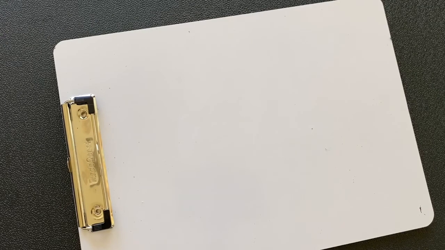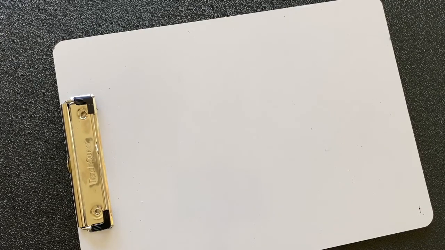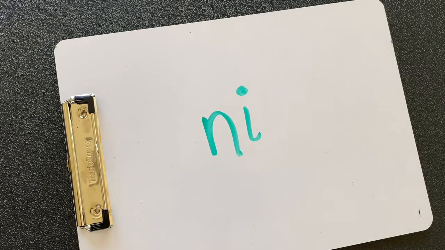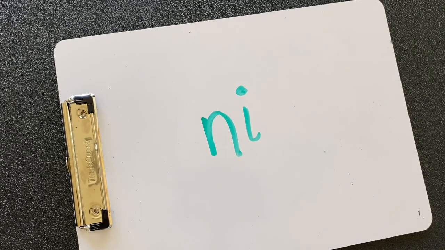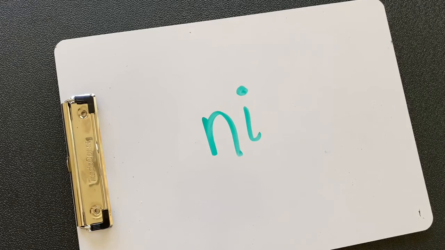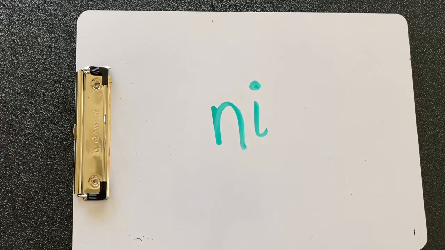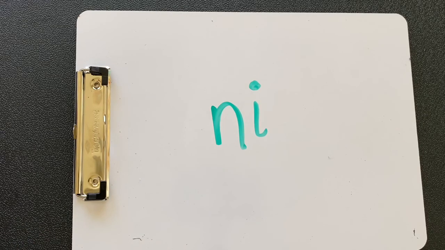Almost done, my friends. We only have two more sound manipulations. Go ahead and think about where the vowel is placed. Is it at the end or is it not at the end? It's at the end. So then our vowel sound should be long. Great job. So this should read nigh. Great job. Now I'm going to manipulate it a little bit more by adding a letter.